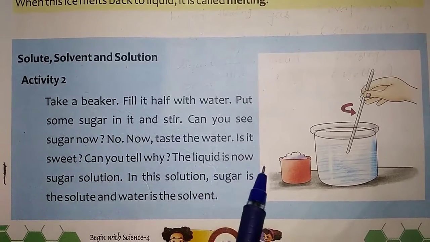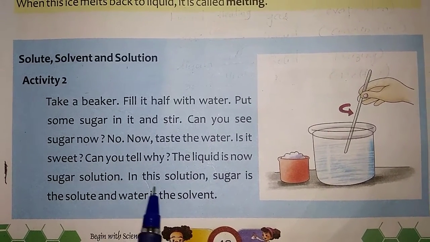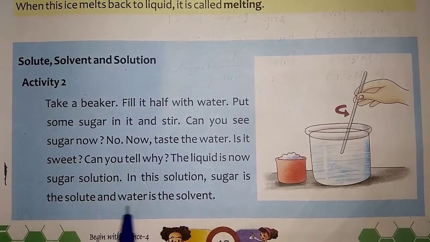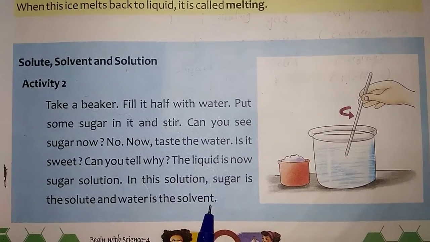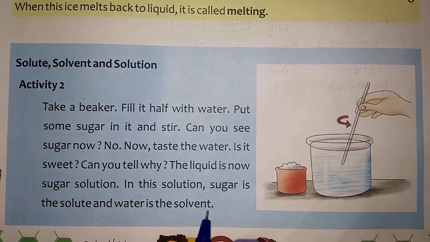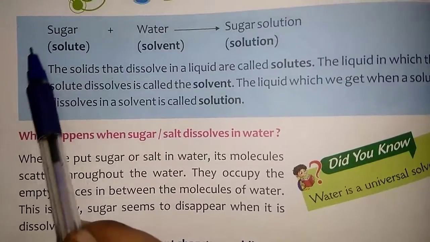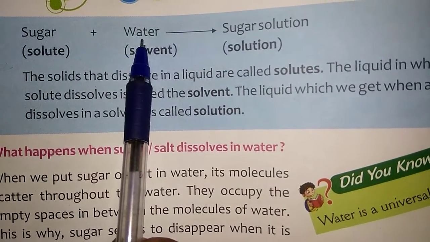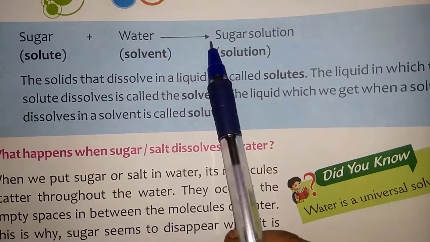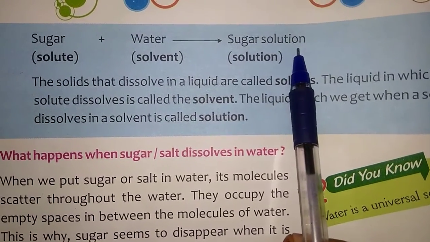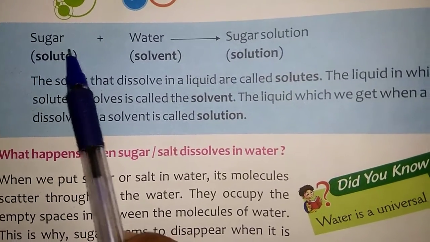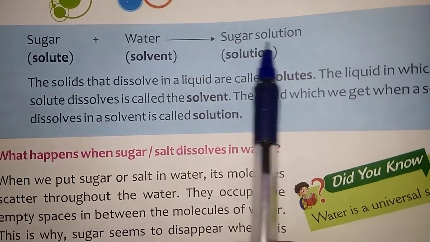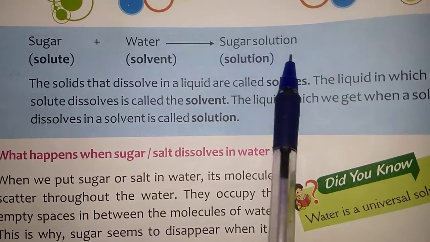The liquid is now sugar solution. In this solution, sugar is the solute and water is the solvent. Sugar plus water is represented as sugar solution. In this, sugar is a solute, water is a solvent and sugar solution means sweet water. It is a solution.